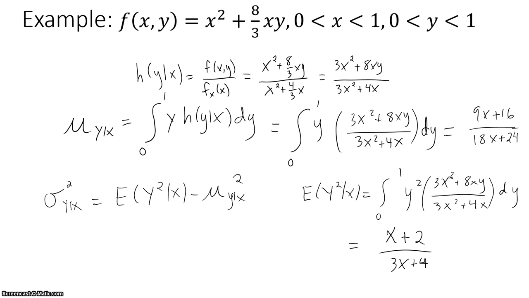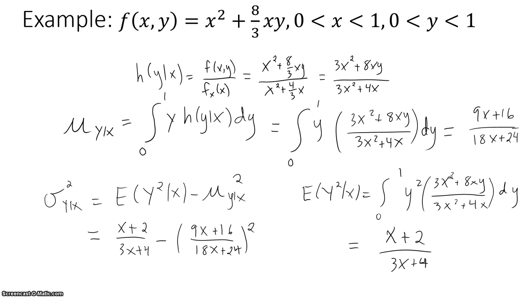I'm going to start by finding the expected value of y squared given x, which is equal to x plus 2 over 3x plus 4. Then I take that expected value of y squared given x and subtract off my mean squared. And it gives me my variance. I might be able to simplify that formula, but basically there it is.